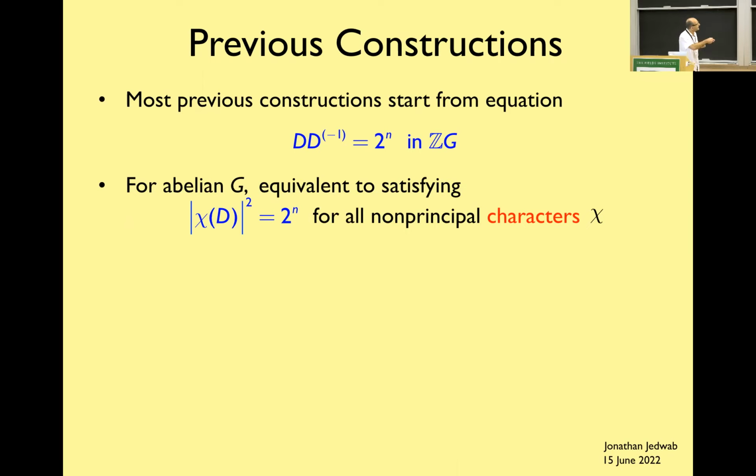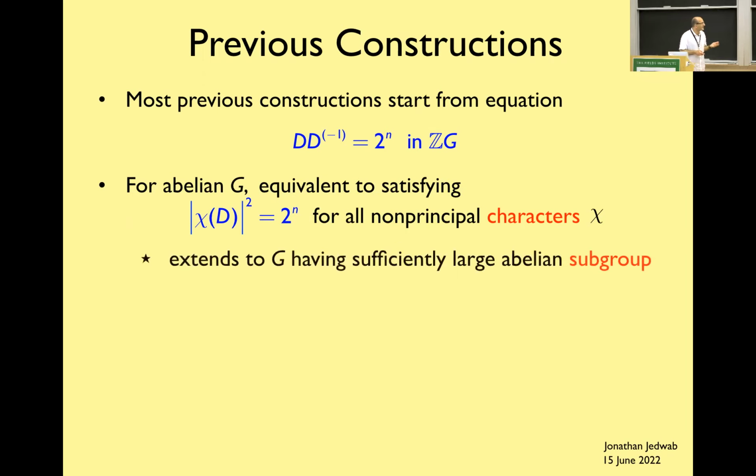On the right, remember that was 2 to the n times the identity. You apply the character, that maps it to the number 2 to the n. So here we have an equation which says the magnitude squared of a complex number, which is a sum or difference of roots of unity, is equal to a number, and that's where the algebraic number theory comes in. This has to hold for all the non-trivial characters. And analyzing that is how Turing proved the non-existence result for the cyclic quotient.